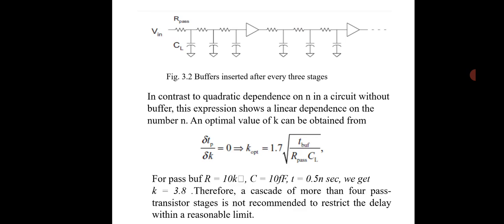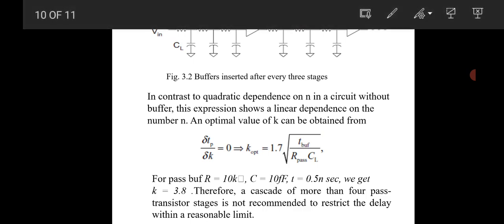So this represents that buffers are inserted here. The buffers are inserted between every 3 transistors. So this is one network, this is one network, and this is one network. Every 3 transistors we insert buffers between the corresponding circuits. So let us see.